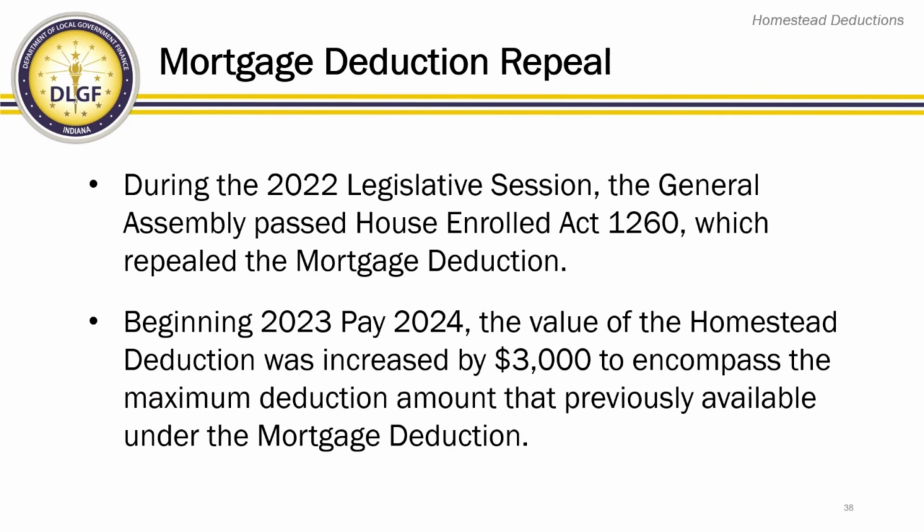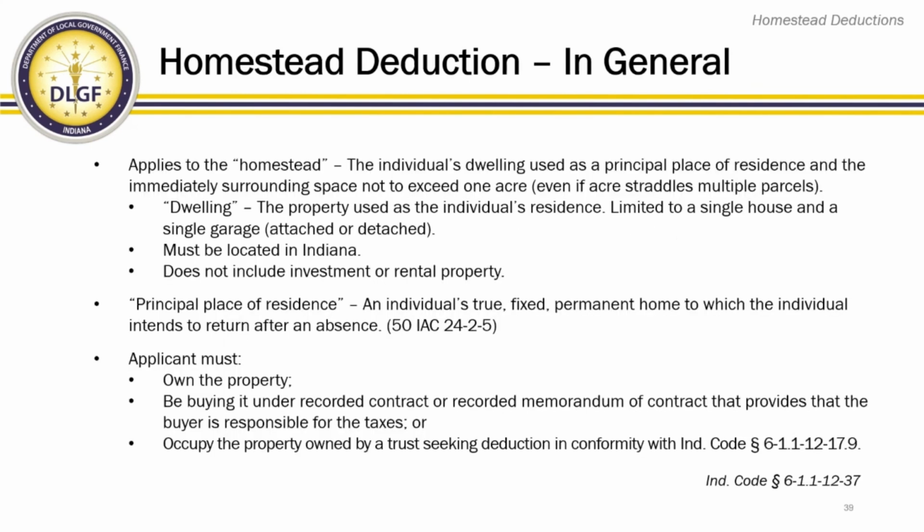During the 2022 legislative session, the General Assembly passed House Enrolled Act 1260, which repealed the mortgage deduction. In addition to repealing the deduction, they also took the value under the old mortgage deduction, which was at maximum a $3,000 deduction amount that could have been claimed, and they added that amount to the amount that could be deducted from the valuation under a homestead deduction. So the mortgage deduction is gone, but we still get to have some of its benefits in the amount for the homestead deduction.